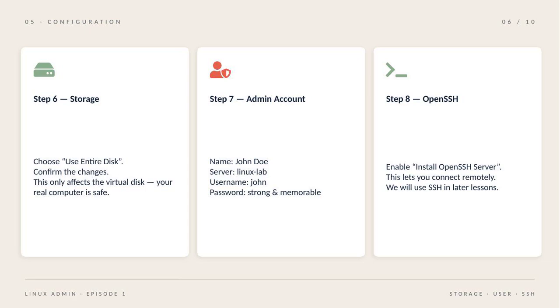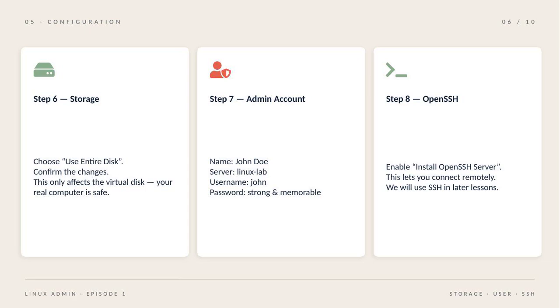Enable Install OpenSSH Server. SSH allows you to connect remotely to your Linux server. We'll use it in future lessons. Click Done. Ubuntu will now install the operating system. This usually takes a few minutes. Once the installation finishes, click Reboot Now.